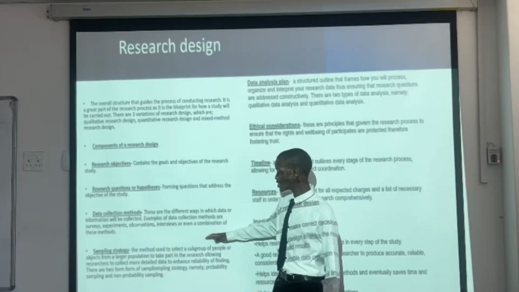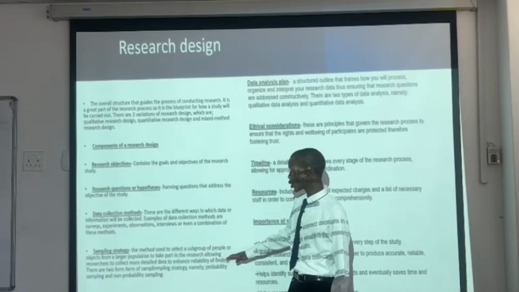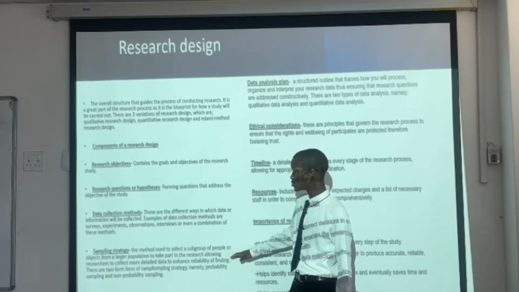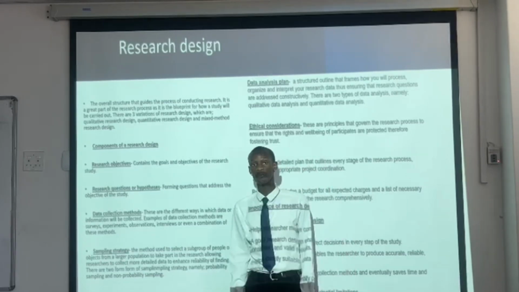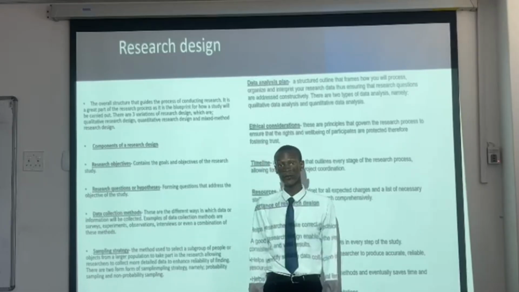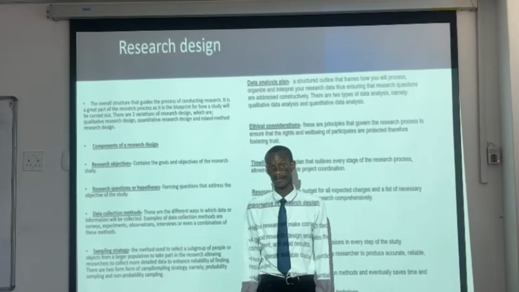Moving on to sampling strategy. This is the method used to collect a subgroup of people or objects from a larger population to take part in the research, allowing researchers to collect more detailed data to enhance the reliability of findings. There are 2 forms of sampling strategy, namely non-probability and probability sampling.